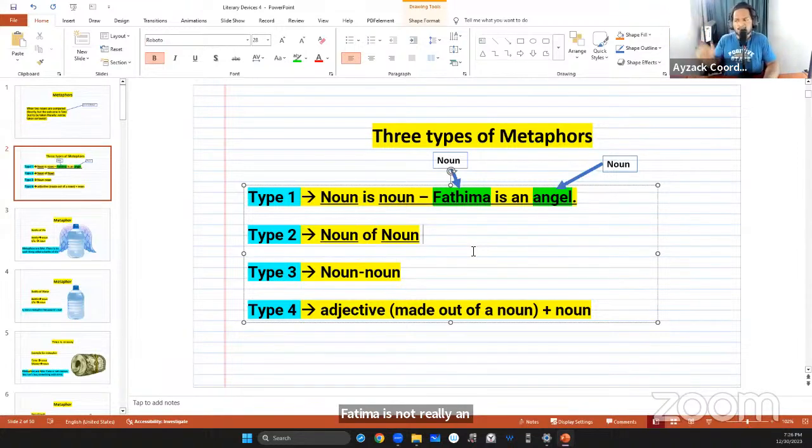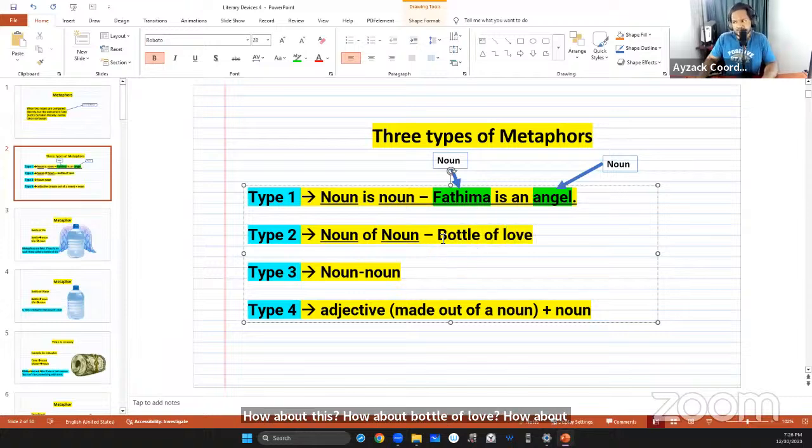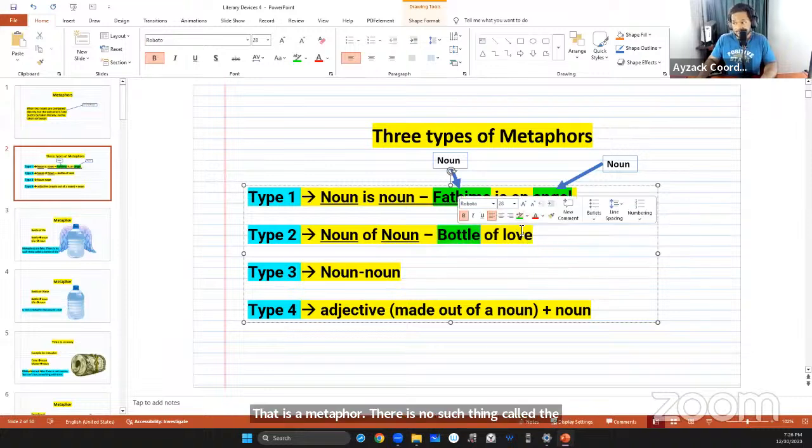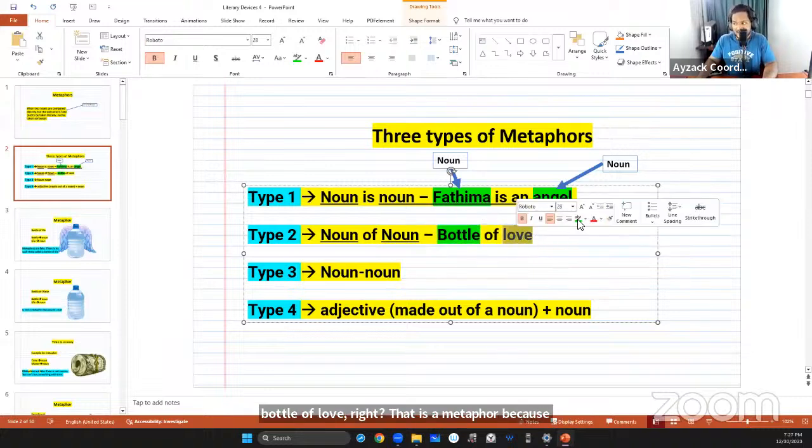Can you believe that? Noun of noun. How about this? How about bottle of love? That is a metaphor. There is no such thing called a bottle of love, right? That is a metaphor because bottle is a noun and love is also a noun. True, right? Love is a noun, right? If you think about it in this example, love is considered to be a noun.